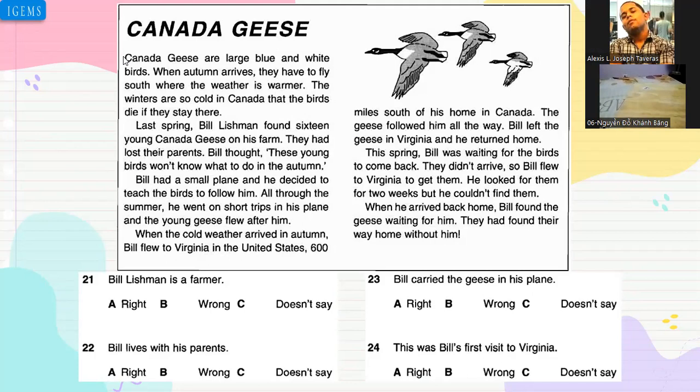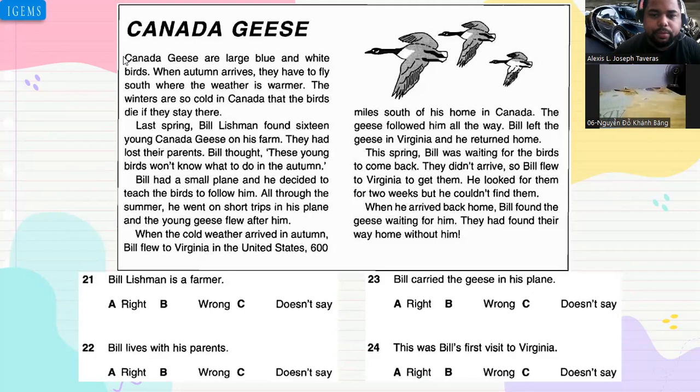Okay. Bill Lishman is a farmer. Right. Bill lives with his parents. Wrong. Bill carried the geese in his plane. Wrong. This was Bill's first visit to Virginia.